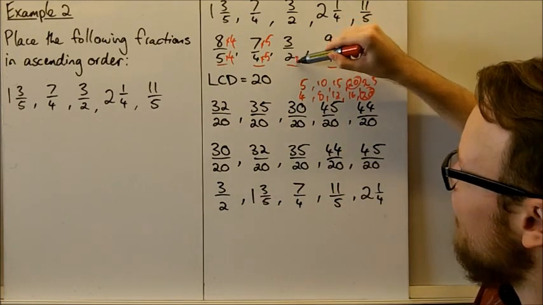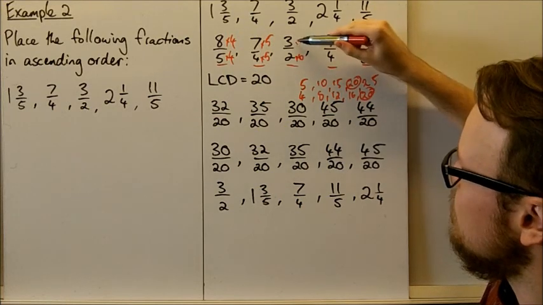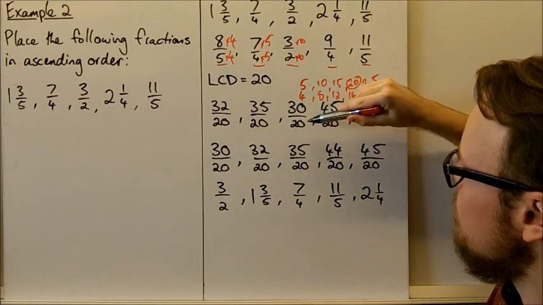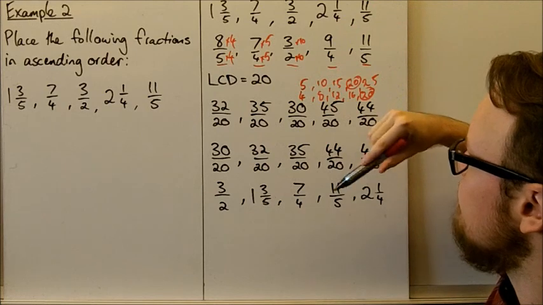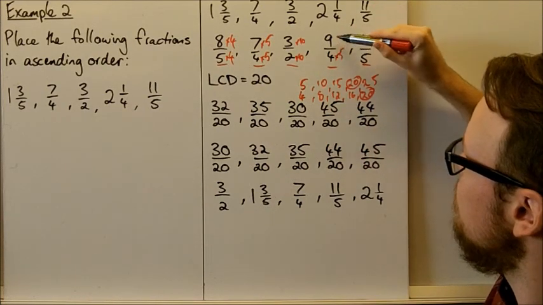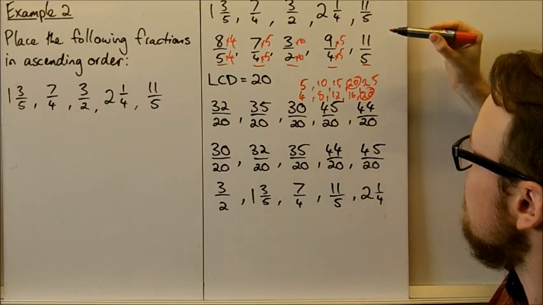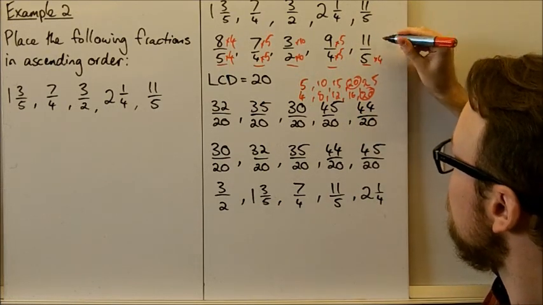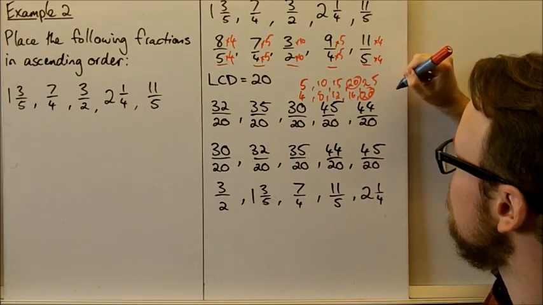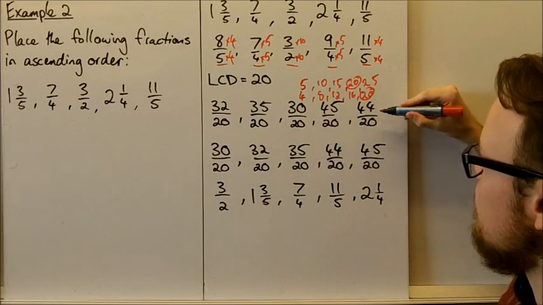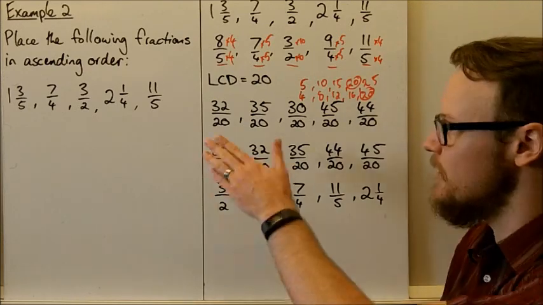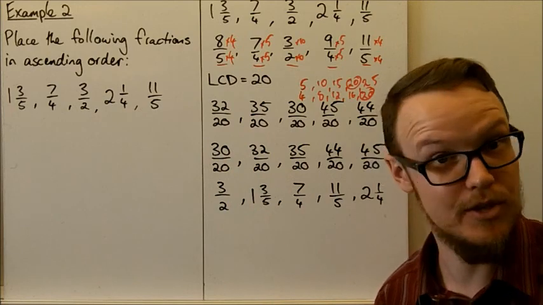For the 2, I need to multiply by 10 to get to 20, so I need to do the same to the top. Multiply by 10, I get 30. 4 times 5 is 20, so 9 times 5 is 45 over 20. 5 times 4 is 20, so 11 times 4 as well gives me 44 over 20. So now the denominators are all the same.